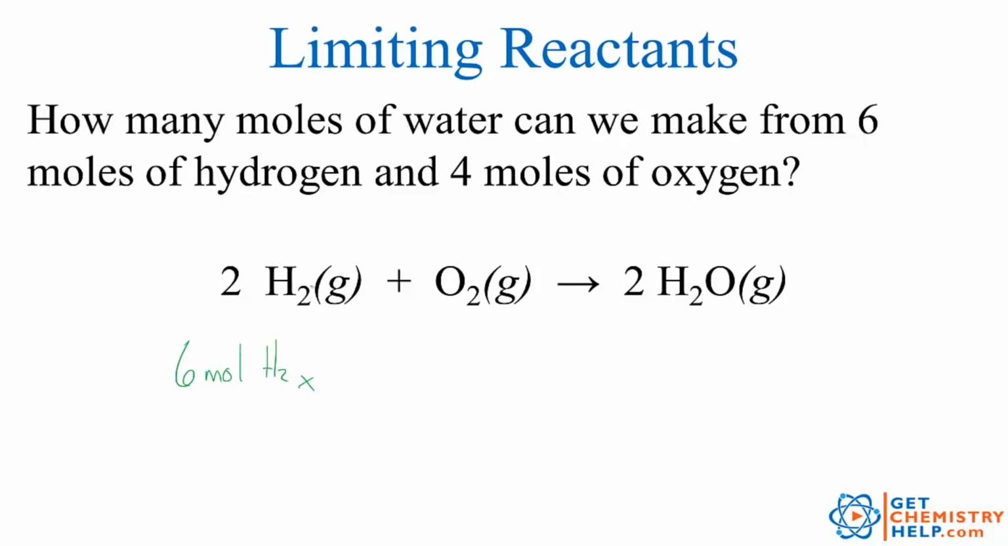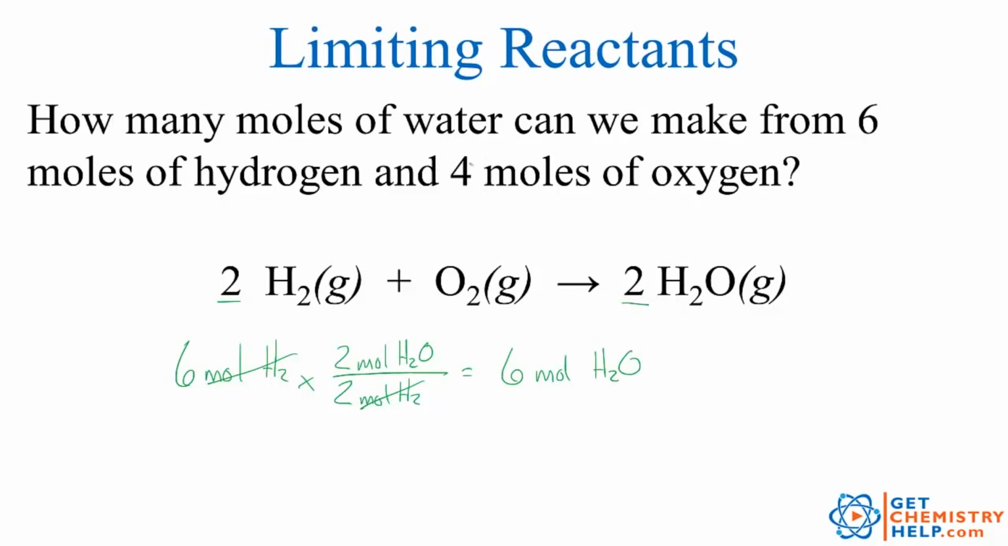Okay, well, I'm trying to relate moles of hydrogen to moles of water. Well, I see from the stoichiometric ratio that for every 2 moles of hydrogen, I produce 2 moles of water. So I'll put 2 moles of hydrogen on the bottom and 2 moles of water on the top. Okay, so I can work that out. And that shows me that for every 6 moles of hydrogen, I can produce 6 moles of water.